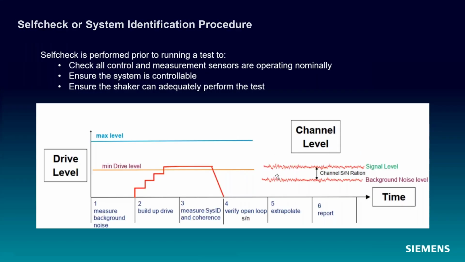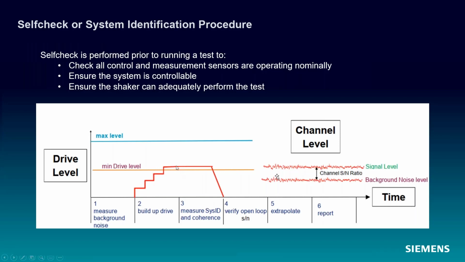The next thing to talk about is self-check, also called system identification in our software. And any vibration controller is typically doing this kind of setup. Our first step in a self-check is measuring background noise. Then we build up this drive, so it's between the min and max drive levels.